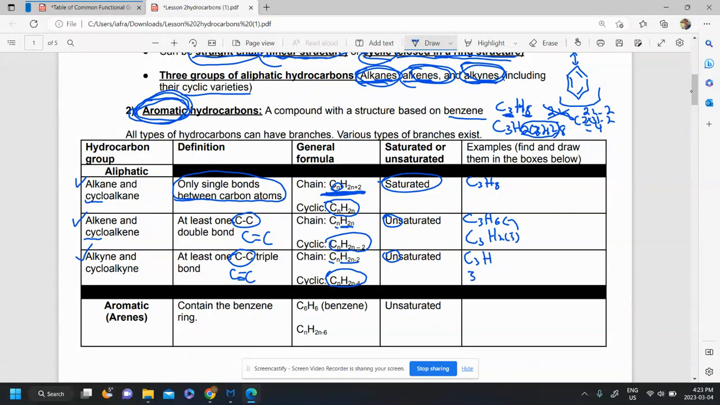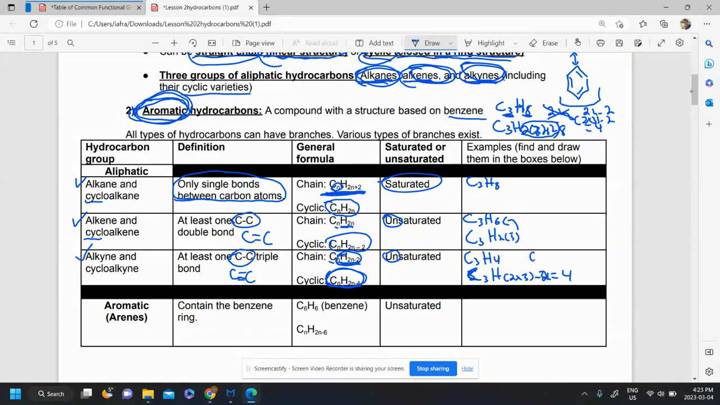So the way it works is C3H 2n, so 2 times 3 minus 4, which is 6 minus 4, 2. So 2 times 3, sorry, not minus 4, minus 2, I should say, because that was a cyclic by accident. Minus 2, so 2 times 3, that's 6, minus 2, 4. So C3H4.